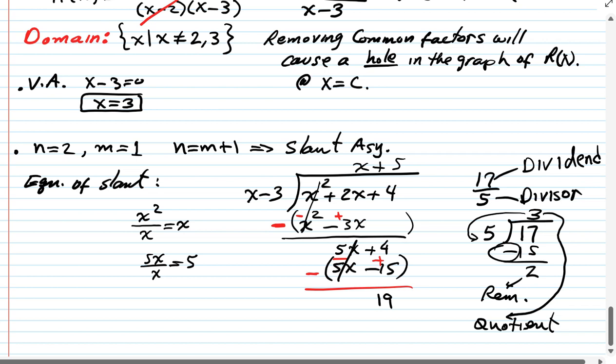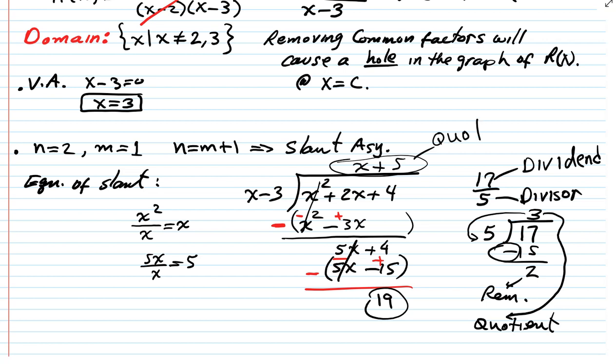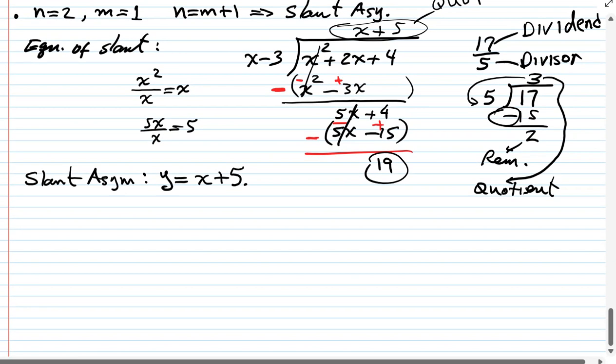All right. Now, don't worry about the remainder, but the quotient is the equation of a slant. Therefore, your slant asymptote has equation y equals x plus 5. All right. And there we have them.